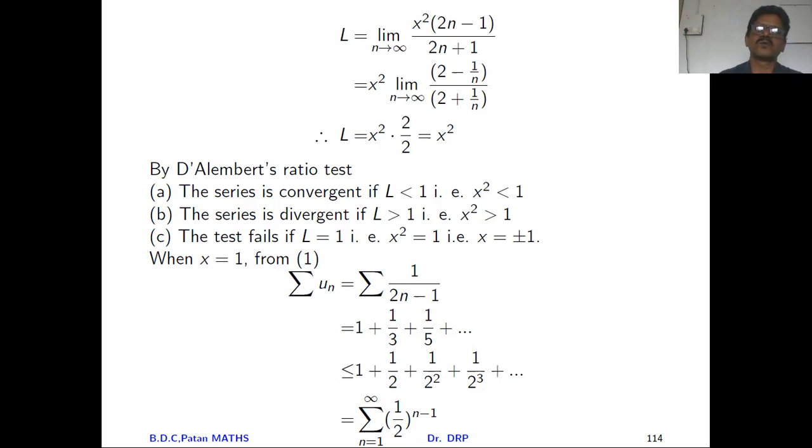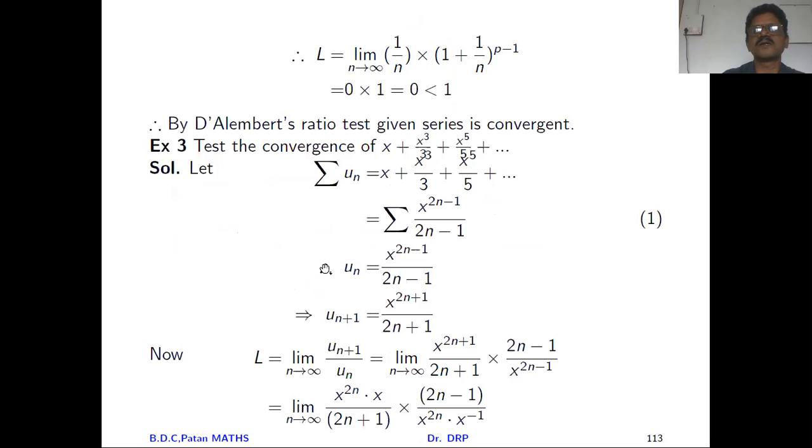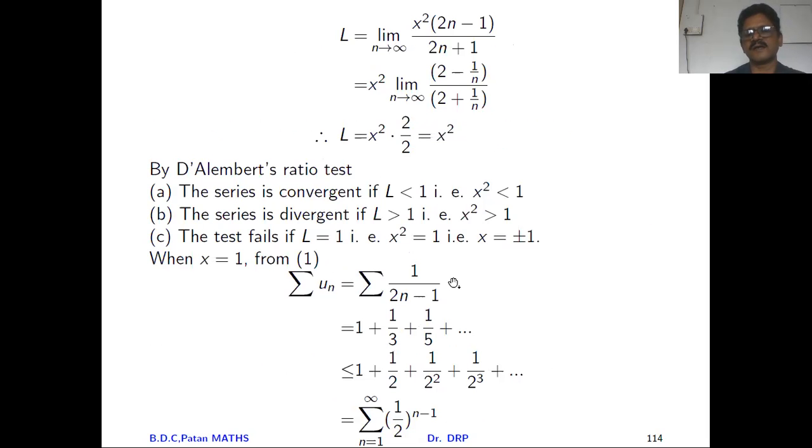So friends, what we have to do here: our series is convergent for x square less than 1. Our series is divergent if x square is greater than 1. Only we have to check what happens when x square equals 1, that is x equals plus minus 1. So when x equals 1, if you replace x equal to 1 in equation 1, you will get summation un equal to summation of 1 upon 2n minus 1.